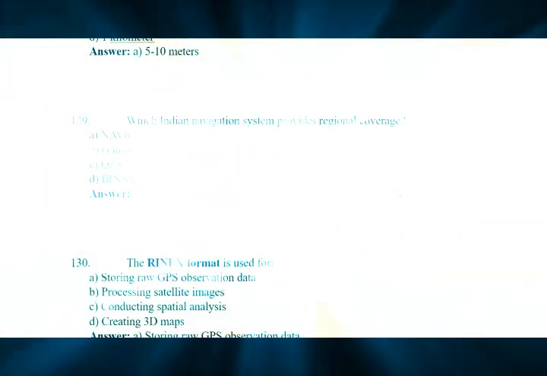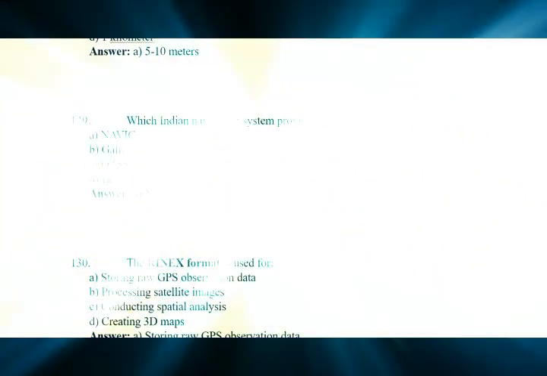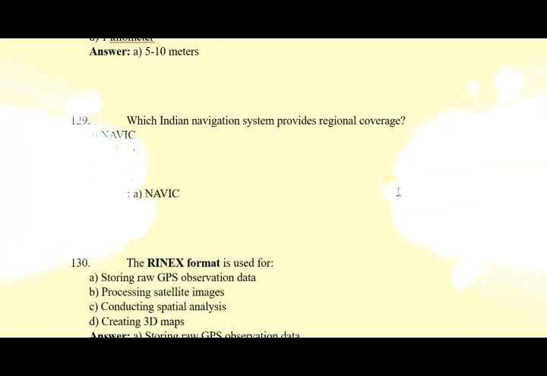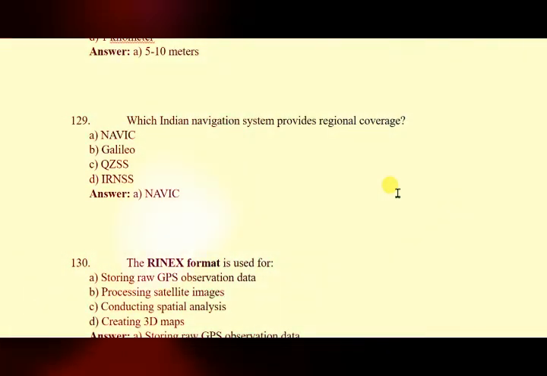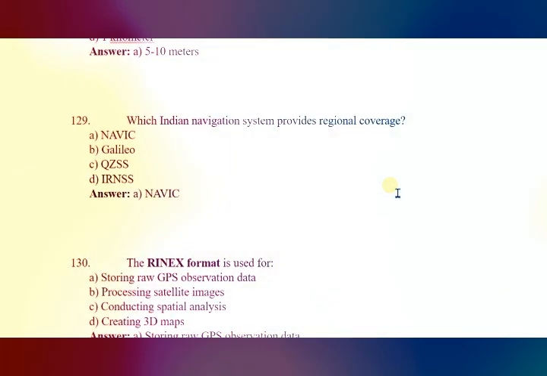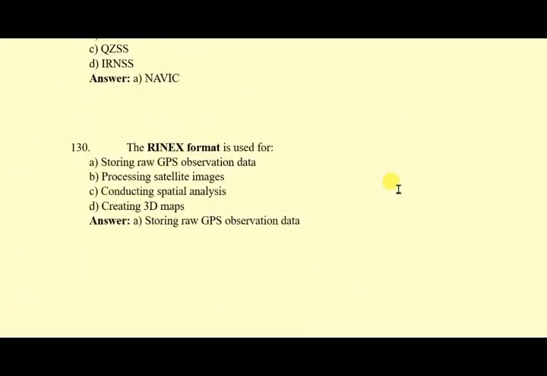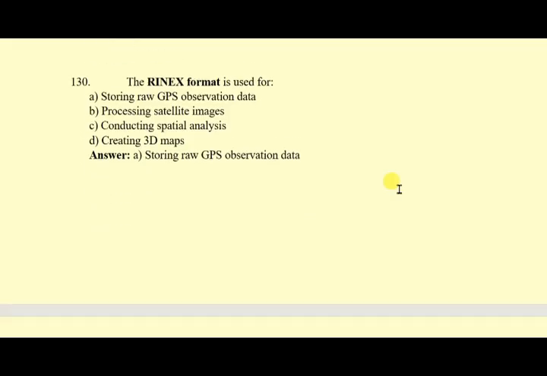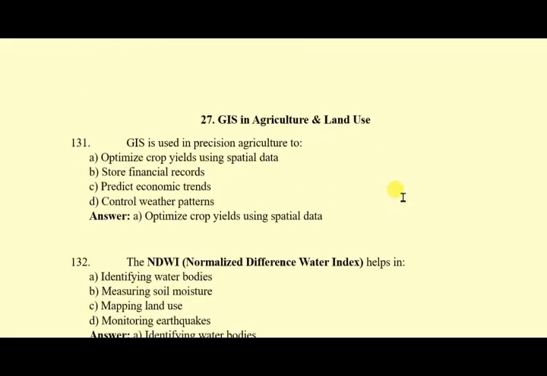Which Indian navigation system provides regional coverage? NavIC, Galileo, QZSS, IRNSS. Here the right answer is NavIC. Question number 130. The RINEX format is used for storing the raw GPS observation data, processing satellite images, conducting spatial analysis, creating 3D maps. The right answer is storing raw GPS observation data.